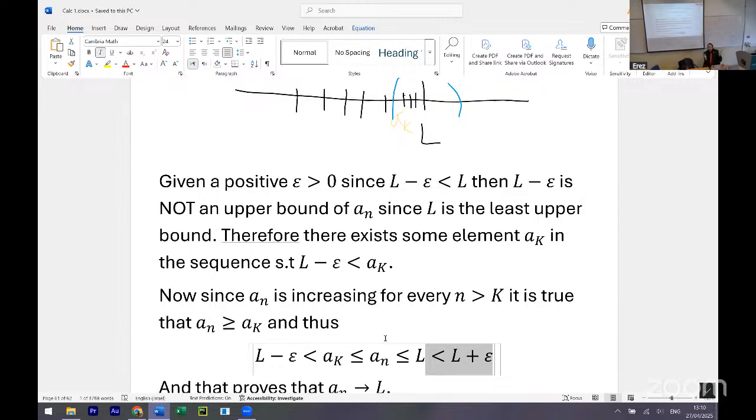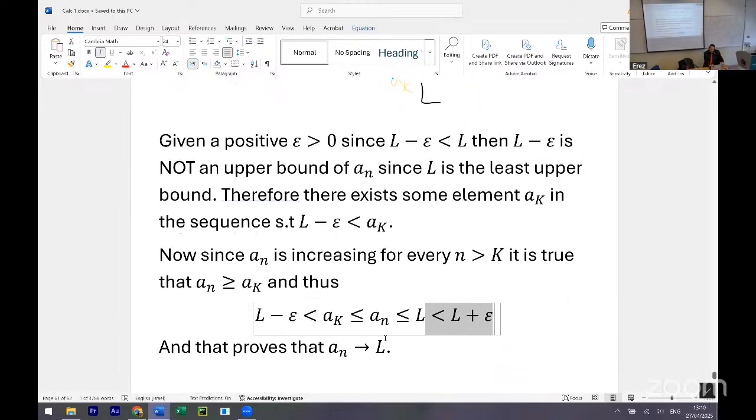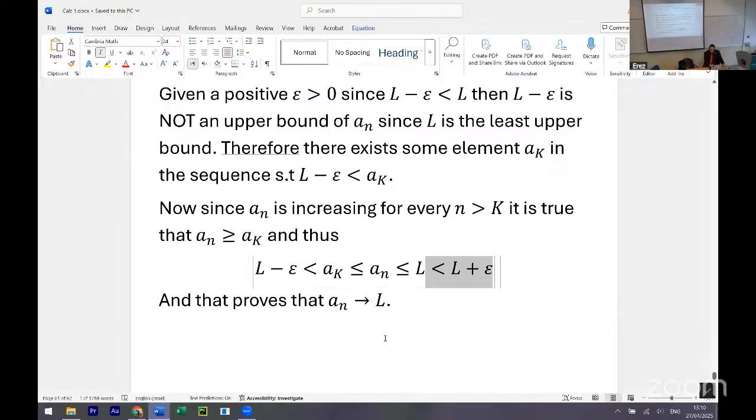It's a silly one, because for a constant sequence obviously you don't need a theorem. But yeah, it does fit within this frame of the proof.